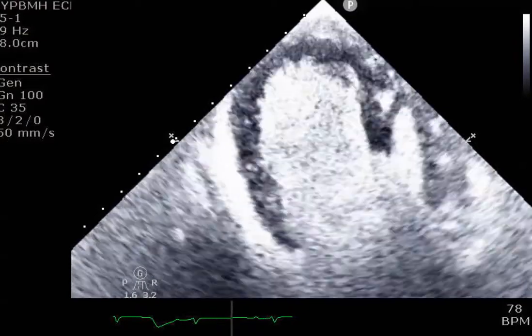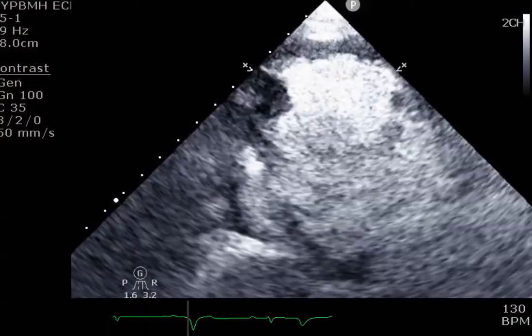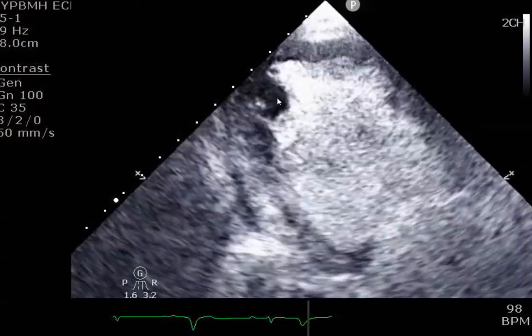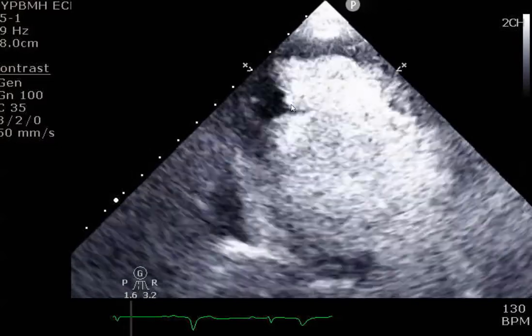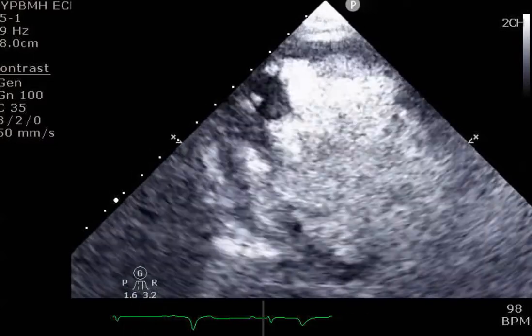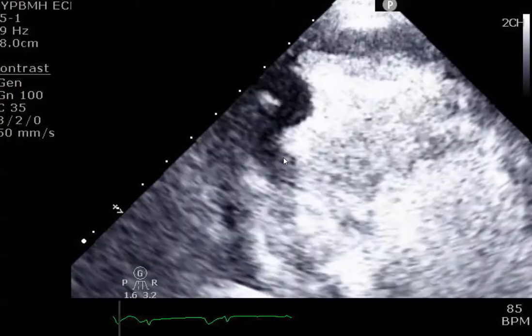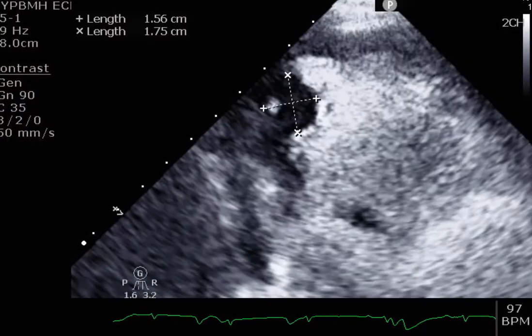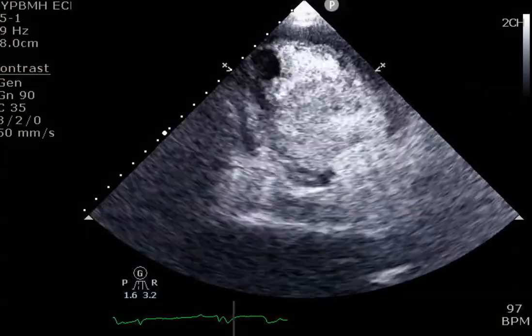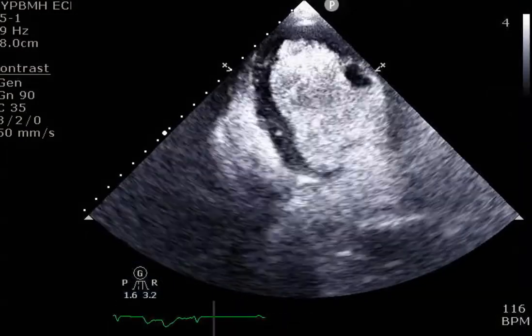So here is a 4-chamber view, and you can really see it well on the 2-chamber view. You can see this very well delineated thrombus. It looks fairly new in appearance, not very calcified, sort of fresh looking, which makes it a little bit more dangerous. Here the tech is measuring it at 1.5 by 1.7 centimeters. So this person in normal situations would need to be anticoagulated.